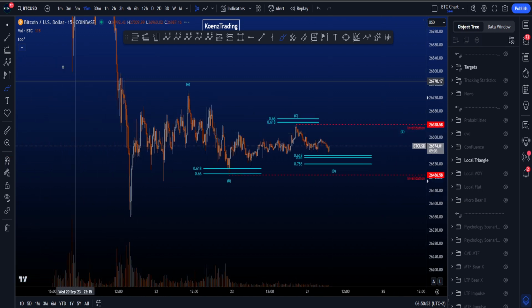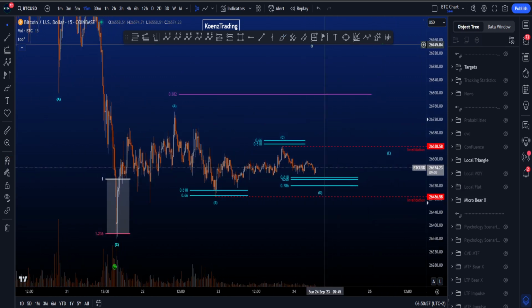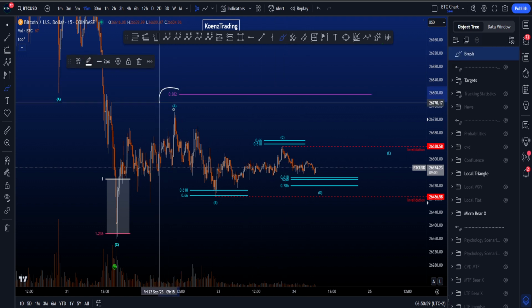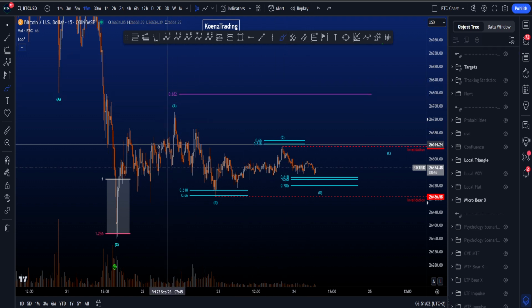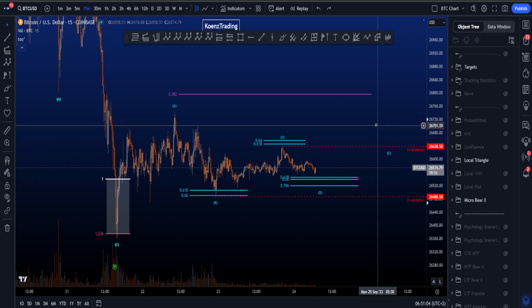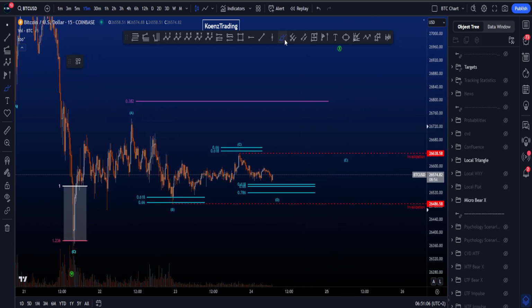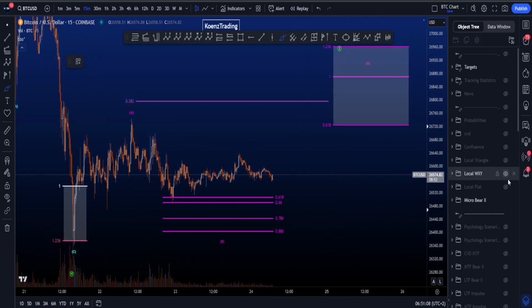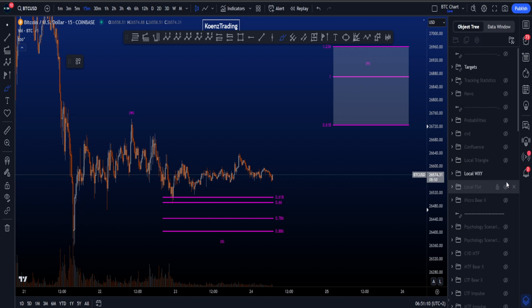But the problem with this scenario here is that the 0.382 for a wave X is never going to be hit. So that is also lowering the probabilities for a triangle scenario locally, increasing the probabilities for a potential WXY scenario over here, or the flat scenario as I've already shown.